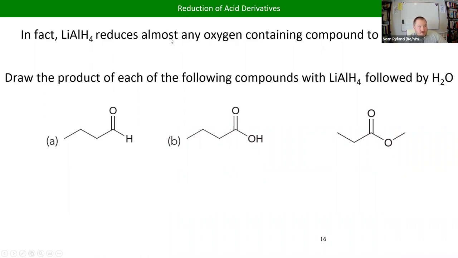So lithium aluminum hydride reduces pretty much everything that has a carbonyl. But it gets a little bit weird when we start getting to things that are esters, because we wind up with more than one product. It's not quite a cleavage reaction, but it's kind of similar. So for A, we're just going to replace that carbonyl with an OH, so we wind up taking butanaldehyde to butanol. And if it's a carboxylic acid, the mechanism is going to look a little different. We'll talk about that in a second, but the net result is going to be the same.